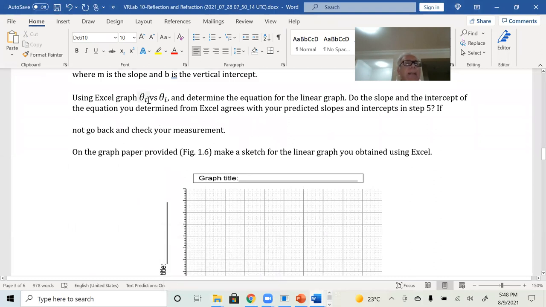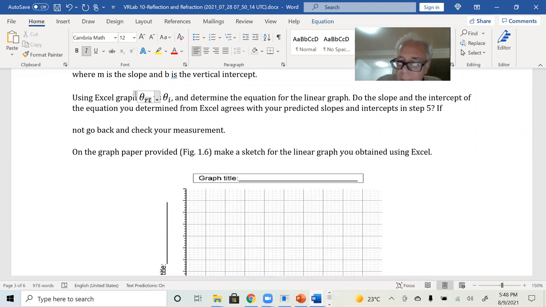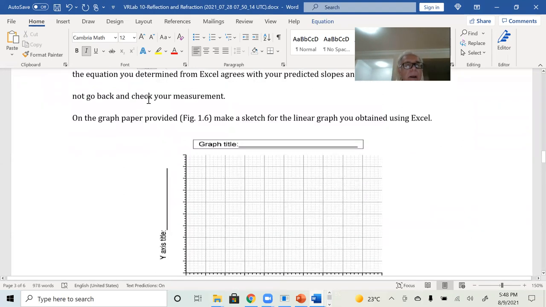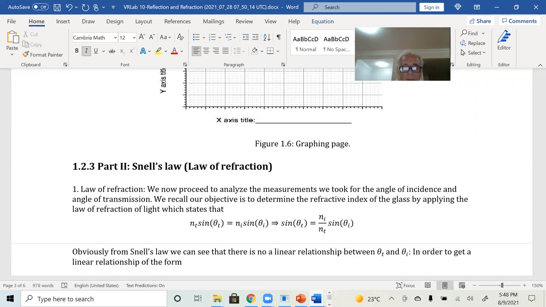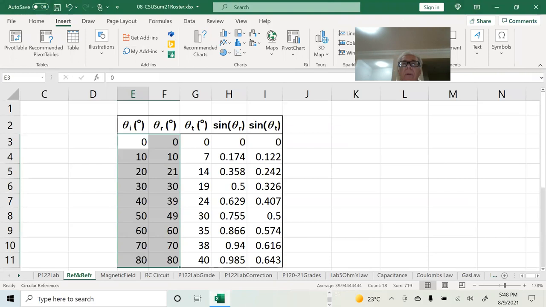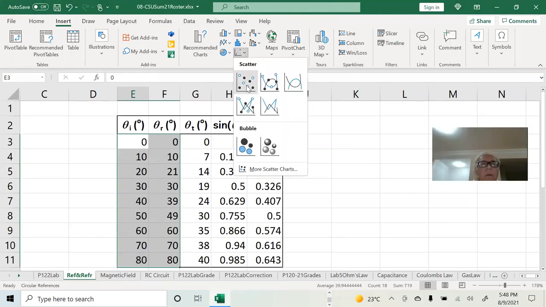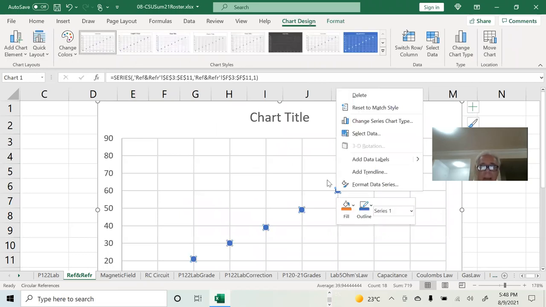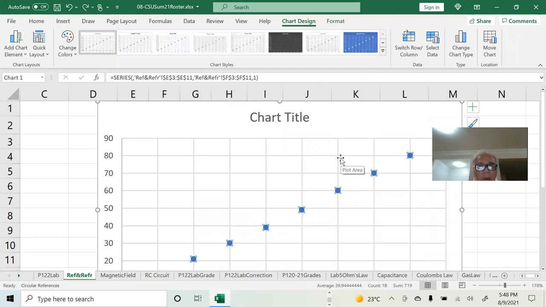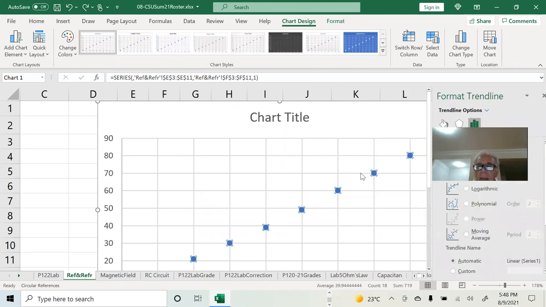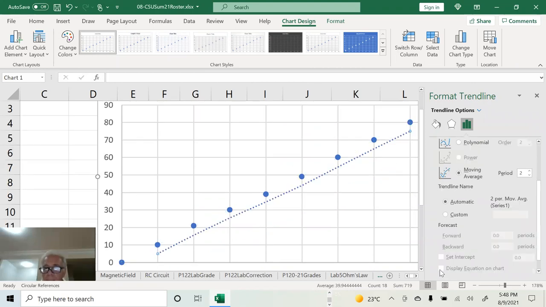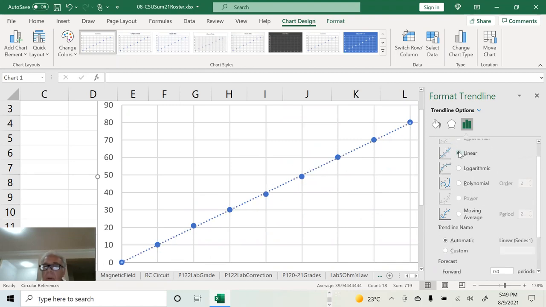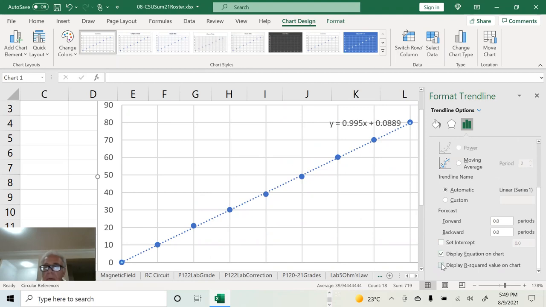Yeah, again, they put theta T everywhere here, right? So let's plot. Almost the same thing, right? It's insert, scatter, here you go. If you go ahead and put the trend line, oh no, what is it doing here? Trend line, add trend line, linear. Display equation on chart. Oops. Display R squared. Yeah.